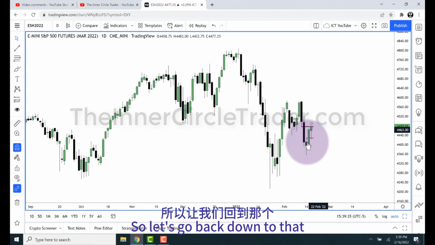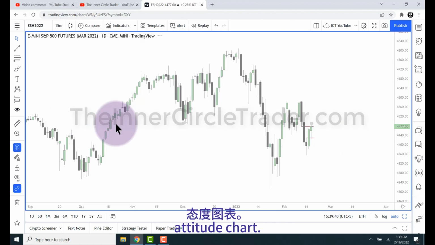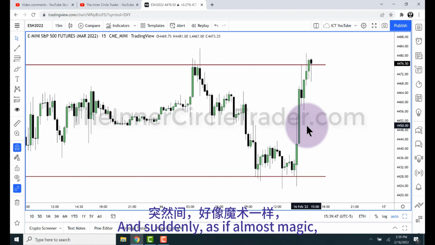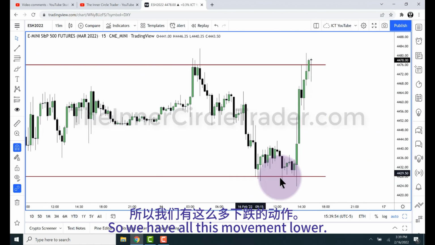See that? So let's go back down to that 15-minute time frame with that added to the chart. And suddenly, as if almost magic, the market starts to have a little bit more rhyme and reason. So we have all this movement lower.